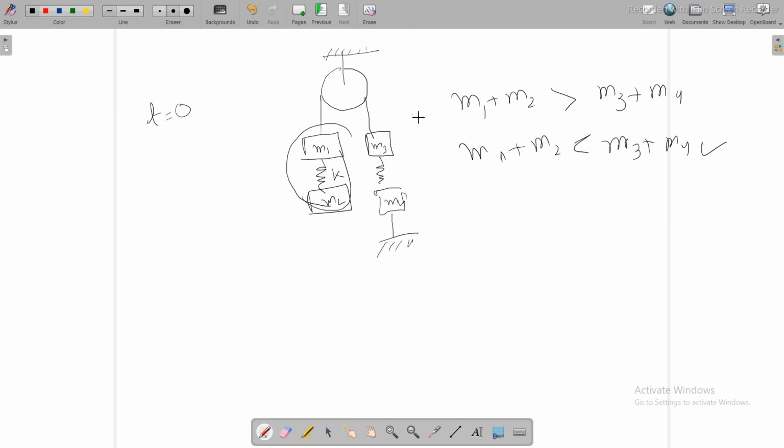In the equilibrium or initial condition, there will be a motion like this, because these masses are heavier than this, so they try to pull these masses, therefore no tension arises in the string which is attached to the mass m4. It will be like this, therefore it is not possible for this condition to happen.